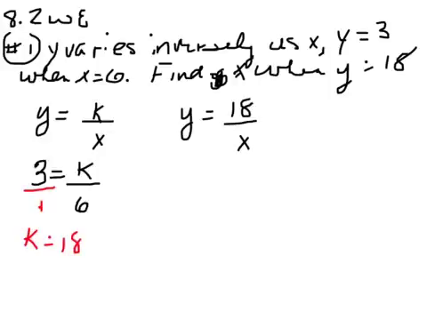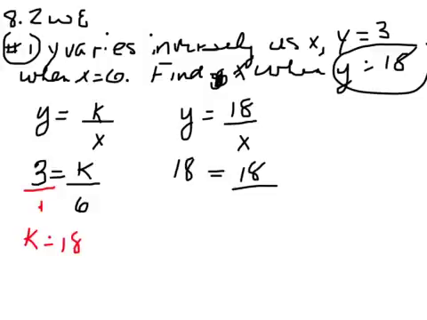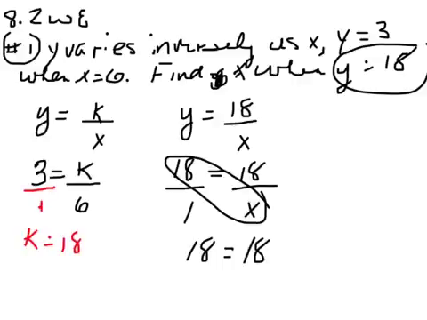If I want to find x when y is 18, all I have to do is plug y is 18 into this new equation. 18 is equal to 18 divided by x. Now, you may realize the answer is going to be 1. If that didn't occur to you, go ahead and solve for x. This is a fraction. Let me make this one a fraction and cross multiply. 1 times 18 is 18, and then 18 times x is 18x, and then if you divided both sides by 18, you'd see that x equals 1.